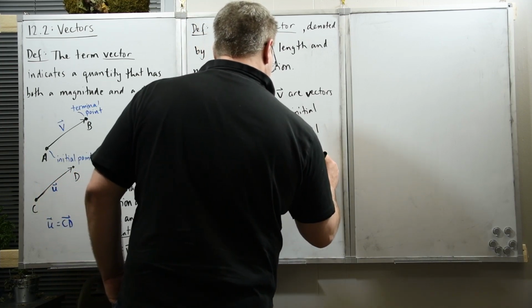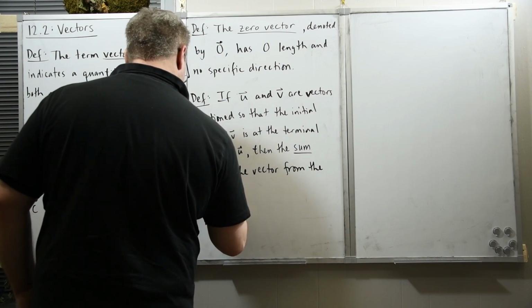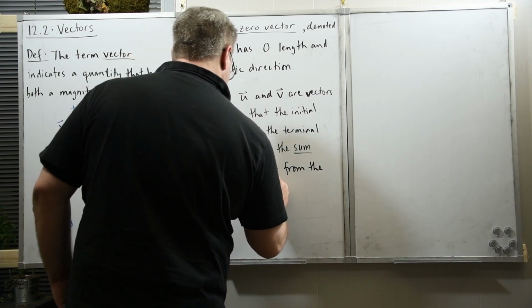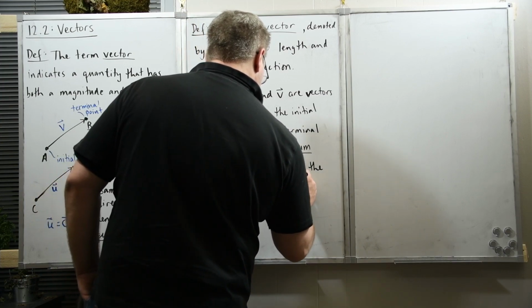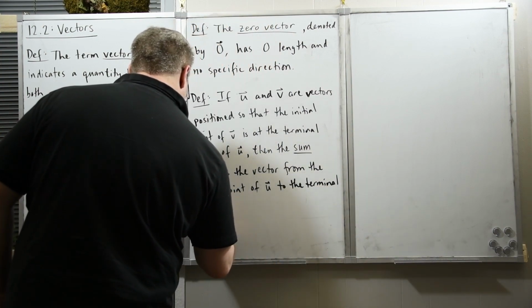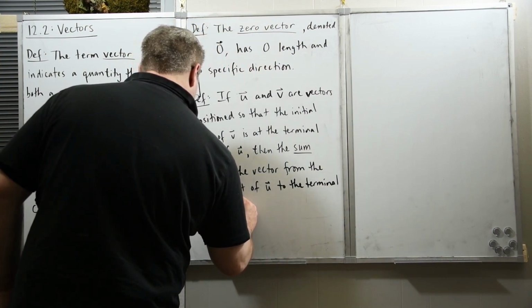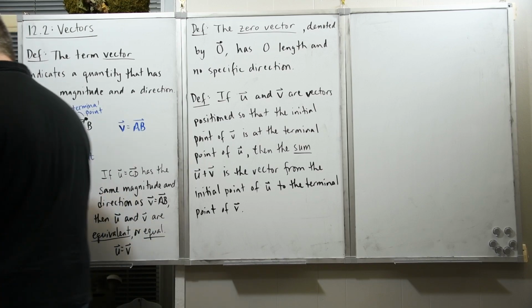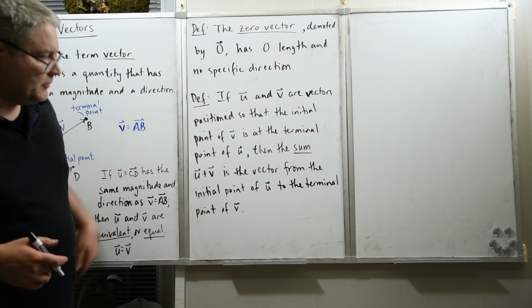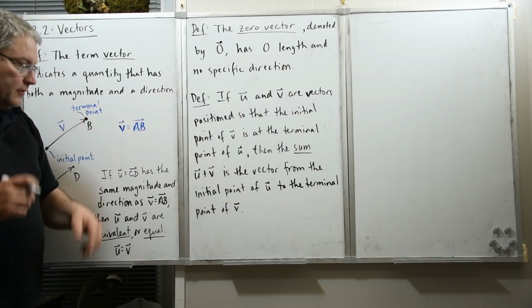This is going to be from the initial point of u to the terminal point of v. Now, this is a very wordy definition, and it's probably a heck of a lot nicer just to see a picture of what's going on. So let's go through the definition. Let's form our picture from that.